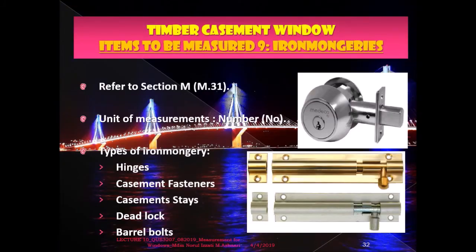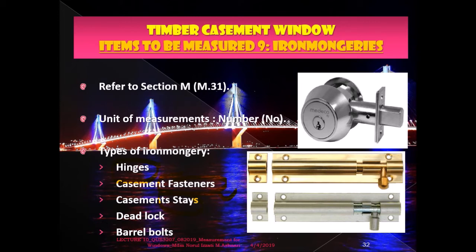Okay, next item, under ironmongery, under M.31. This is the example of the ironmongery for the timber casement. Hinges is normally applicable for the timber window, not for timber casement. Casement fastener, this is the handle. Casement stay, this is what we mentioned to make sure that the casement remains open. The locks or the barrel bolts, that is optional.